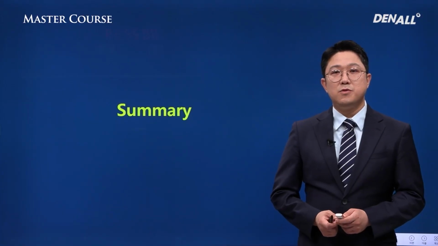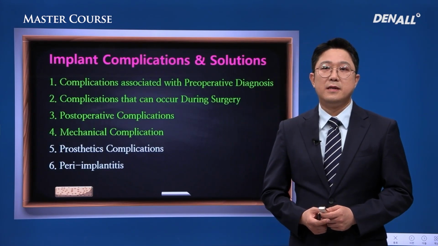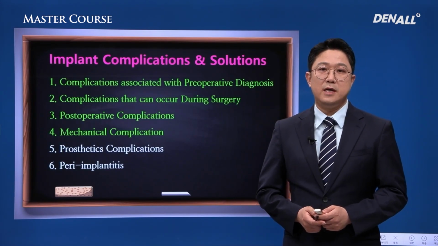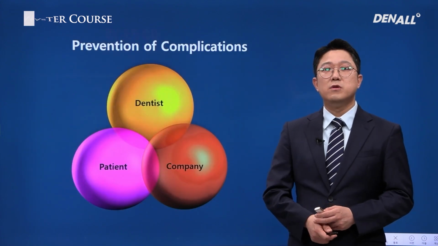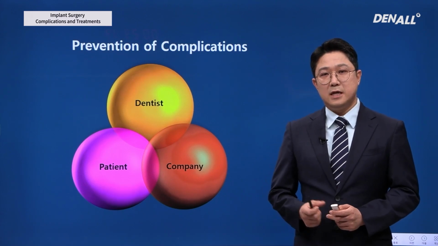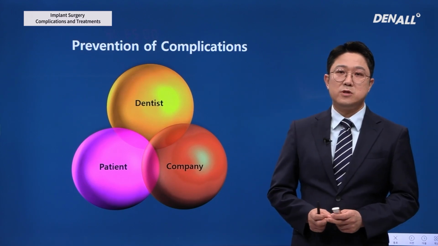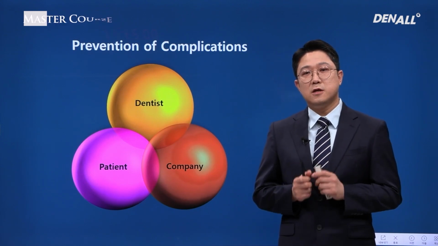Let me summarize today. Today, I've talked about different implant complications that can occur in different treatment stages. The best way to prevent complications is to use the right product from a good implant manufacturer and to do good treatment. The patient also needs to take care of it. The key is in the dentist.